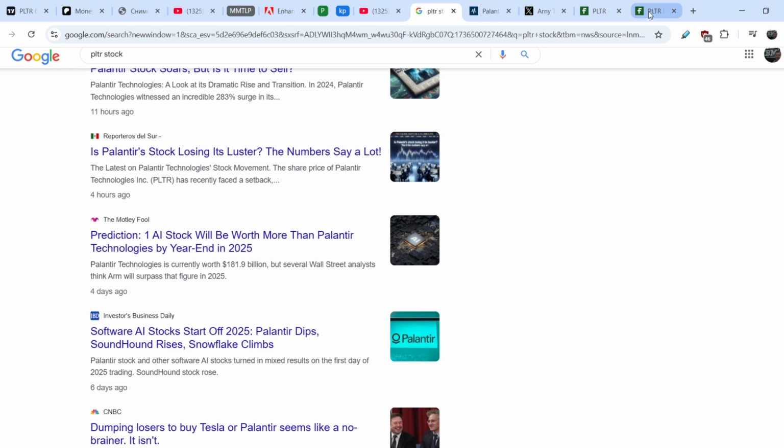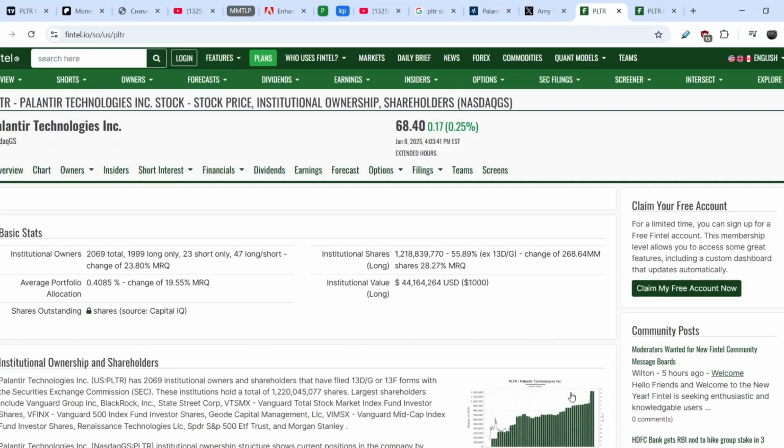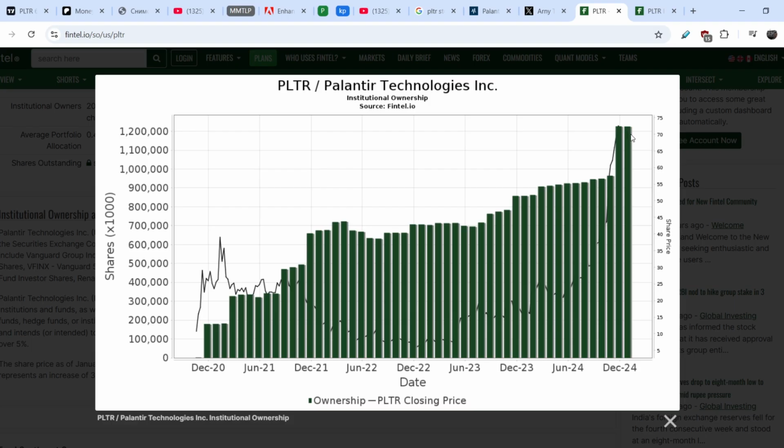On top of that, if you take a look right here at the list of institutional investors, you can still see that this asset has the highest level ever of institutional investors who want to hold Palantir stocks in their investment portfolios.